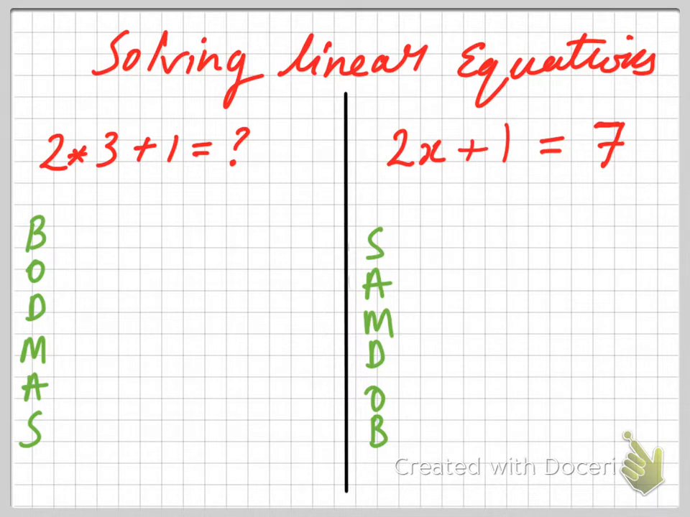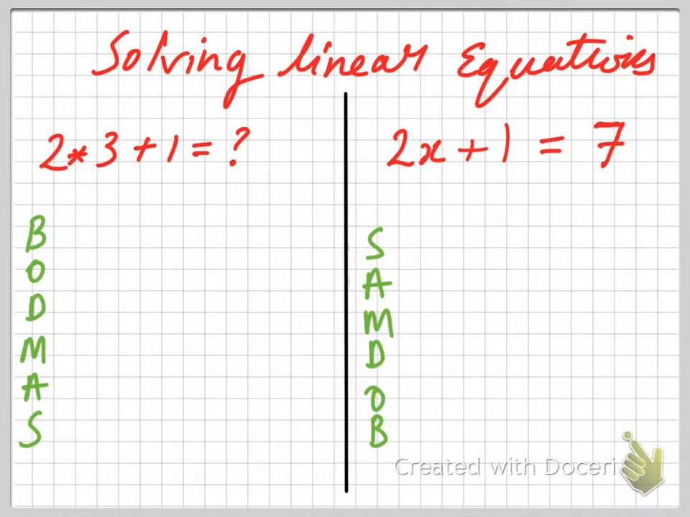I'm going to just go through what we just covered in class on how to solve linear equations. Now this is a basic linear equation. Why do I put 2 times 3 plus 1 and 2x plus 1 is equal to 7? Because they're pretty much the same problem. The only difference between this and this is that there's an unknown here on the right side of the equation, and there's an unknown here, which is on the left side of the equation. Other than that, they're pretty much the same thing.